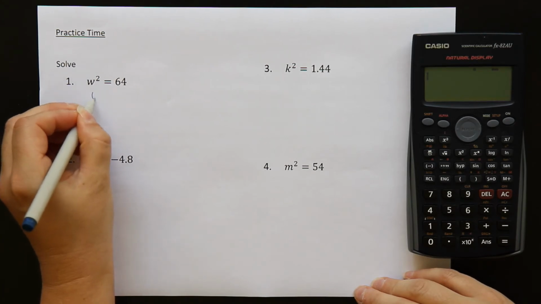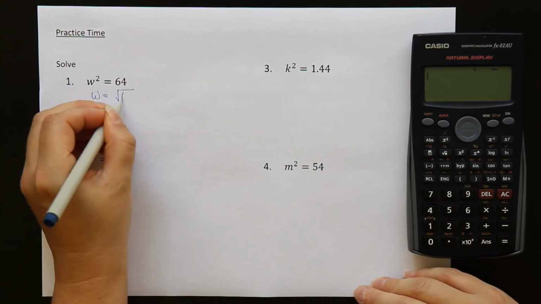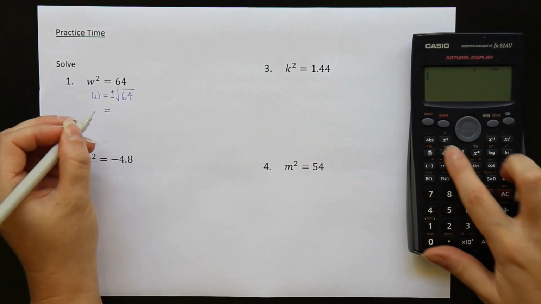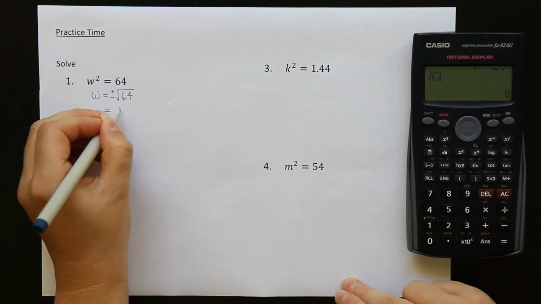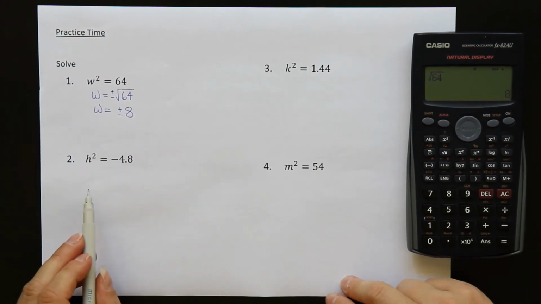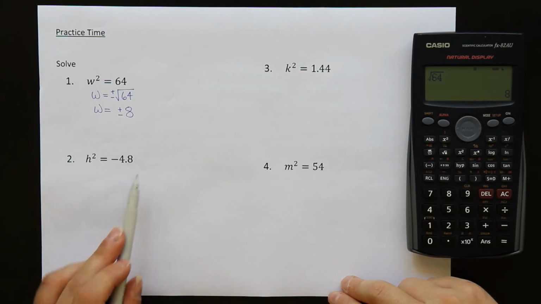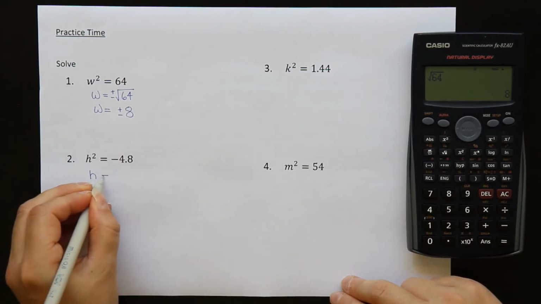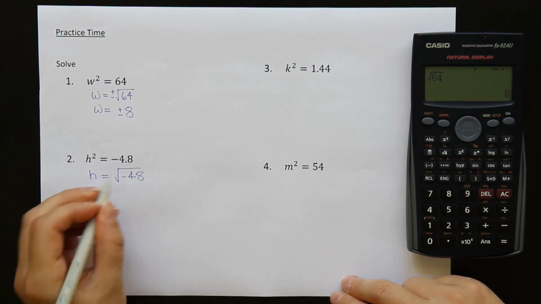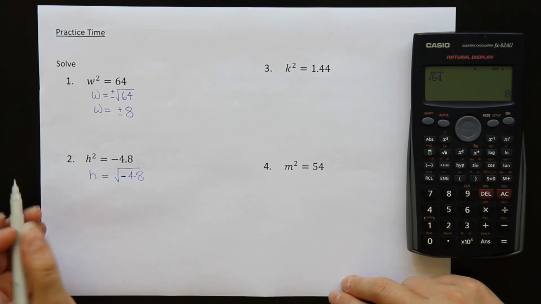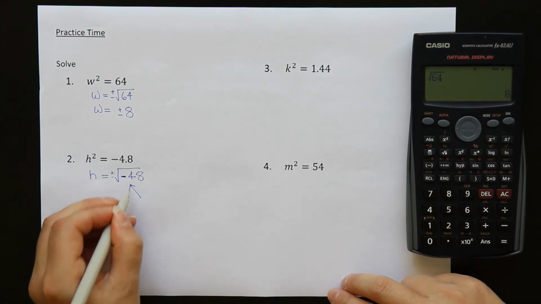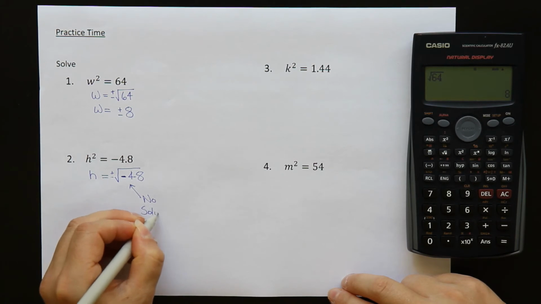Question 1, w squared equals 64. So to get rid of the squared, I need to square root 64, remembering the plus or minus out the front. So the square root of 64 is 8. So it's a plus and a minus 8 is my solution for w. Question 2, h squared is equal to negative 4.8. Well, perhaps you can see straight away I want to square root a negative 4.8. And remember we said as soon as there's a negative sign here underneath the square root sign, we're not going to be able to get a solution. So this will have no solution to this equation.